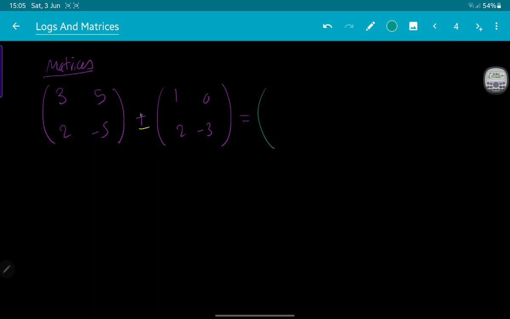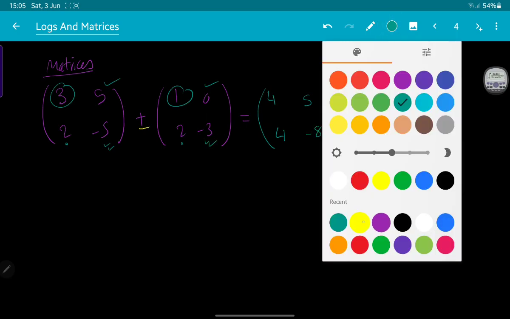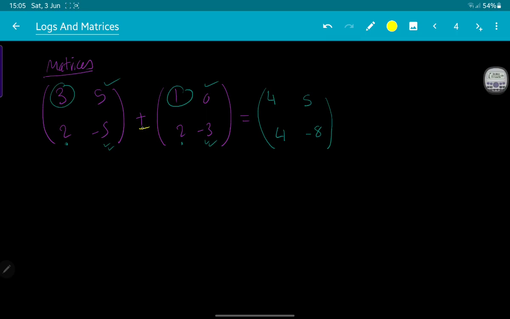When we add or subtract, we take the corresponding elements, like 3 and 1. So this is 4, 5 and 0 is 5, 2 and 2 is 4, -5 with -3 is -8. If it's subtraction, we also subtract corresponding elements, like 3 and 1, and if it's addition, it's done now. This is the answer. If it's subtraction, do the same.